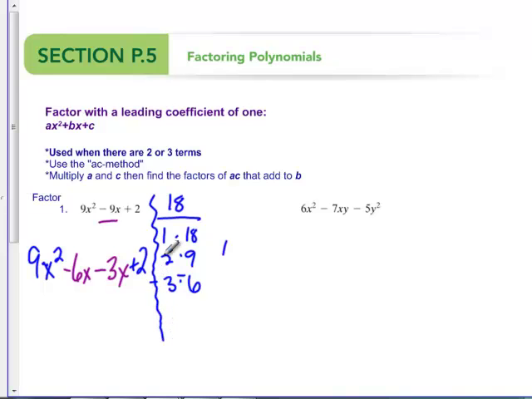Just distinguishing. So now I'm going to factor by grouping. I'm going to look at these two. I'm going to look at these two. 9x squared minus 6x has what in common? What else? 3x. And I'm left with minus 2. Nope, hey, you're doing great.